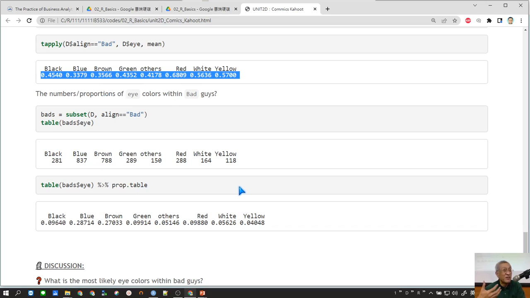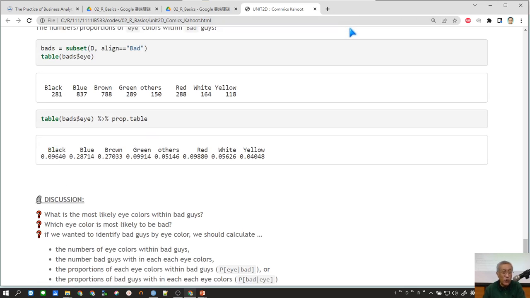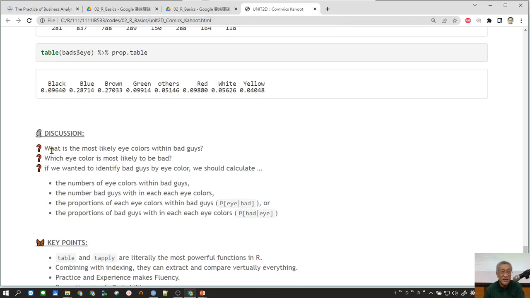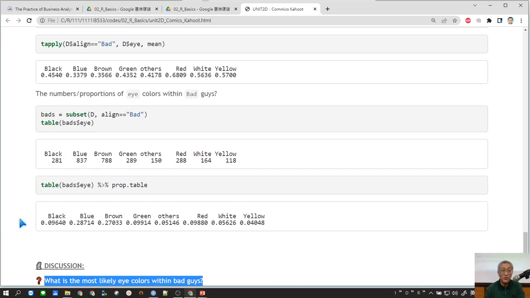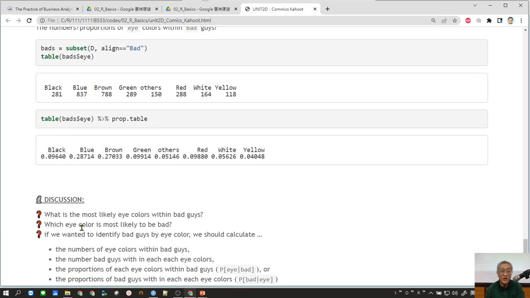And this is the idea. Before going any further, let's do a quiz, by team. I want you to discuss: what is the most likely eye color within bad guys? Which one should you use, this one or this one, to answer that? The second one, right?